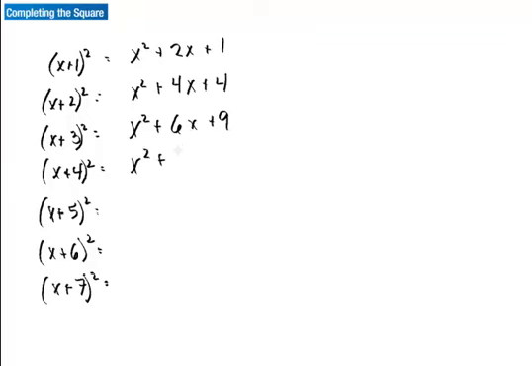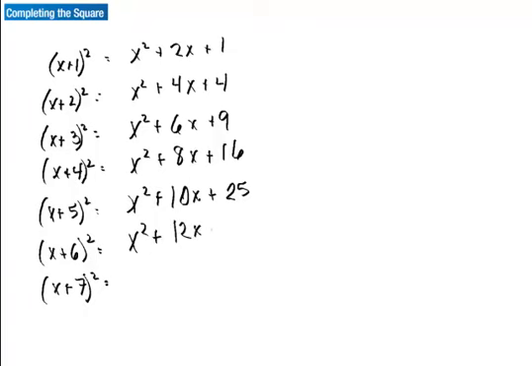Hopefully you're seeing a pattern here, and you can already tell me what I'm going to be writing down next, such as this middle term would be a 10. This last term would be 5 squared. This middle term is going to be 6 doubled, which is 12x, plus 36. Similarly, I'll get 14x plus 49.